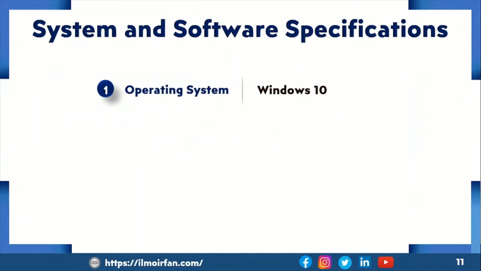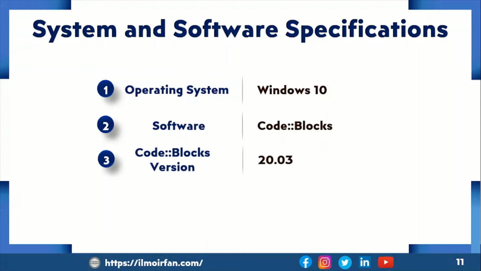System and software specifications to install latest version of Code Blocks in Windows operating system are as follows. Operating system is Windows 10. Software name is Code Blocks. The version of Code Blocks is 20.03 and it was installed on 3rd September 2022.